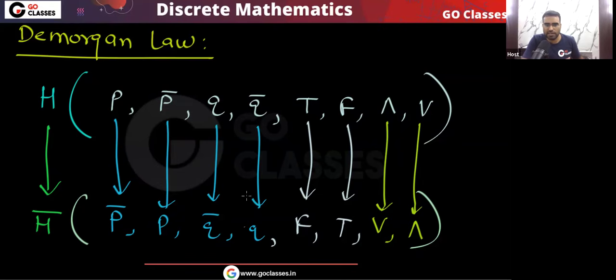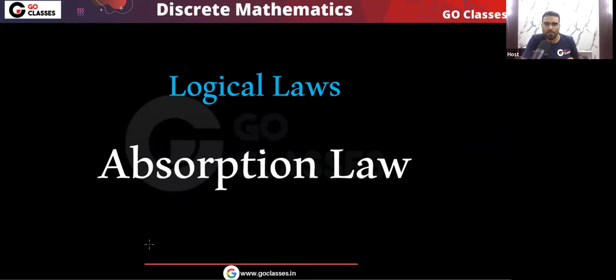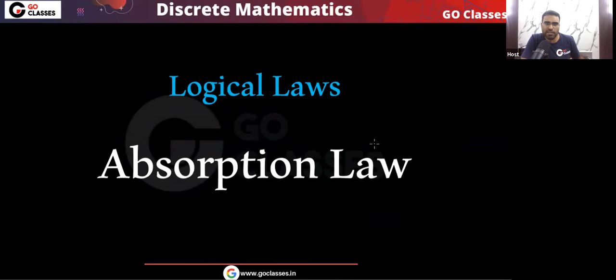Okay, so like this. And you can see this is the example. So that's it. Now, the next law, the next rule, that is the absorption law. And this is very useful. What this law says, and very easily you can prove it, is like this. You will see why we call it the absorption law, because it will absorb.